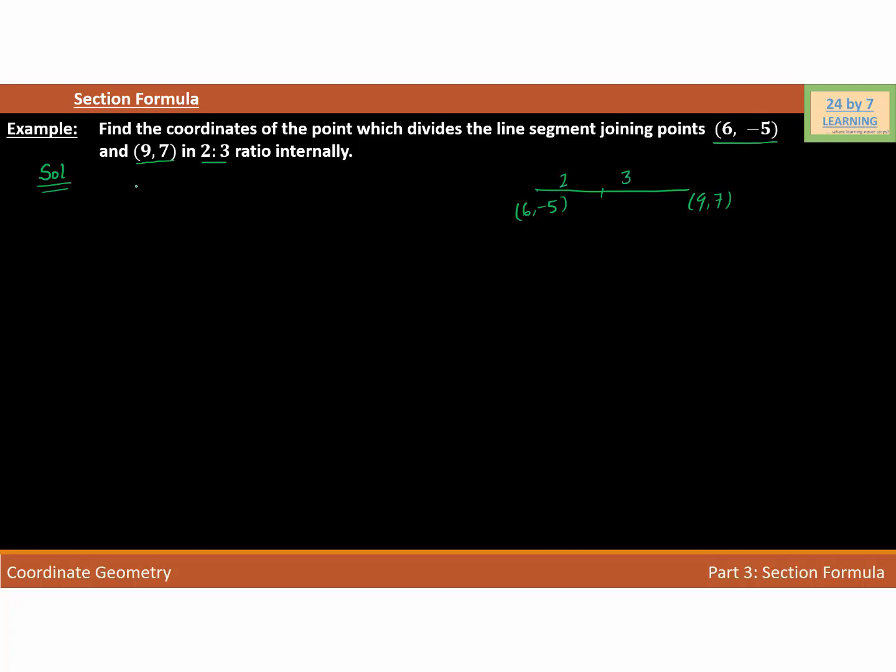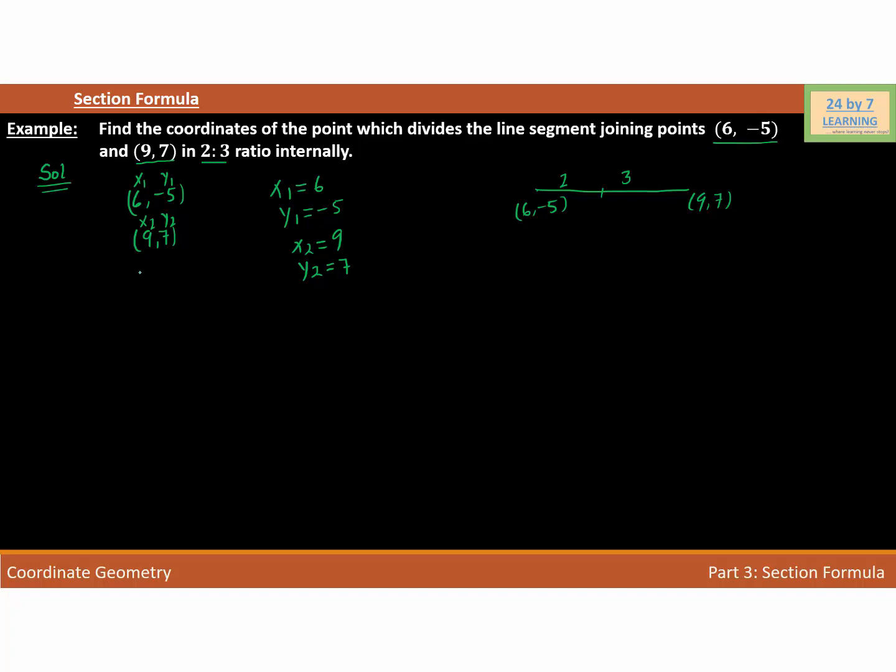So I can definitely write (6, -5). This is my x1 and this is my y1. So I will write x1 is equal to 6 and y1 is equal to -5. Now let's consider the second point, which is (9, 7), which is actually x2, y2. So I will write x2 is equal to 9 and y2 is equal to 7.